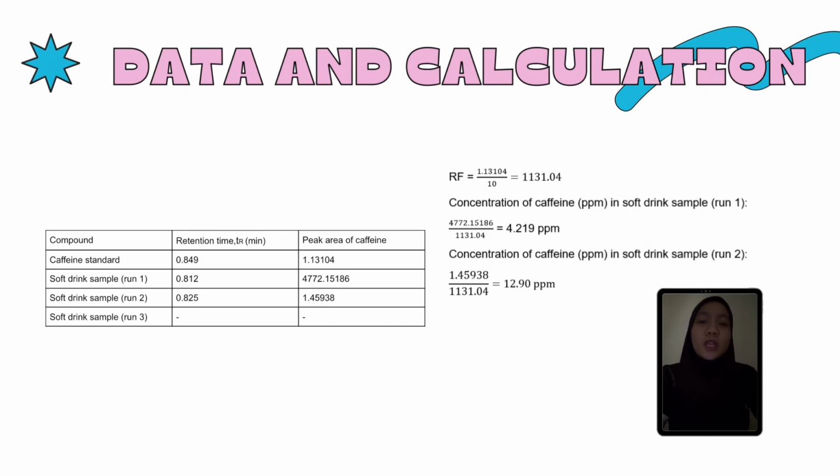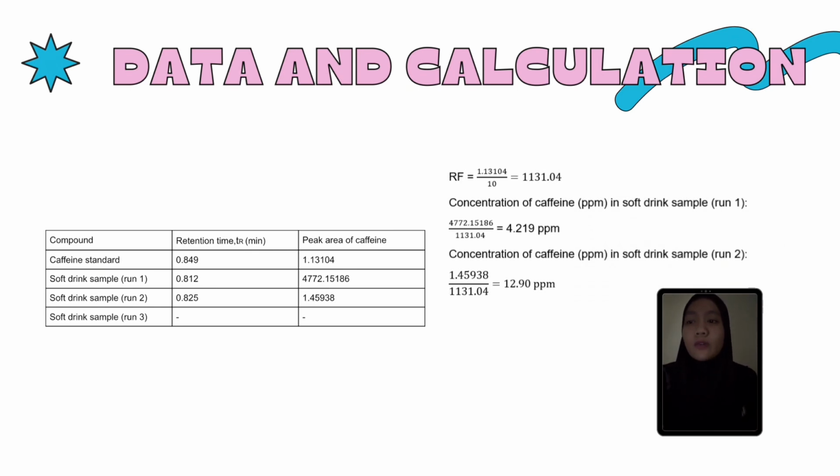Next, we move to data and calculation. On the left side, we have the table of the retention time and peak area of caffeine. For the calculation, the formula we use for response factor is peak area of compound divided by the concentration. So we got the answer for the response factor, which is 1131.04.